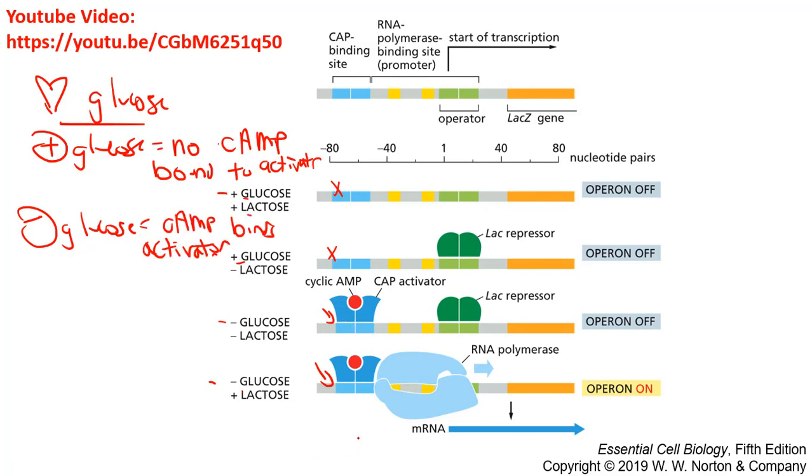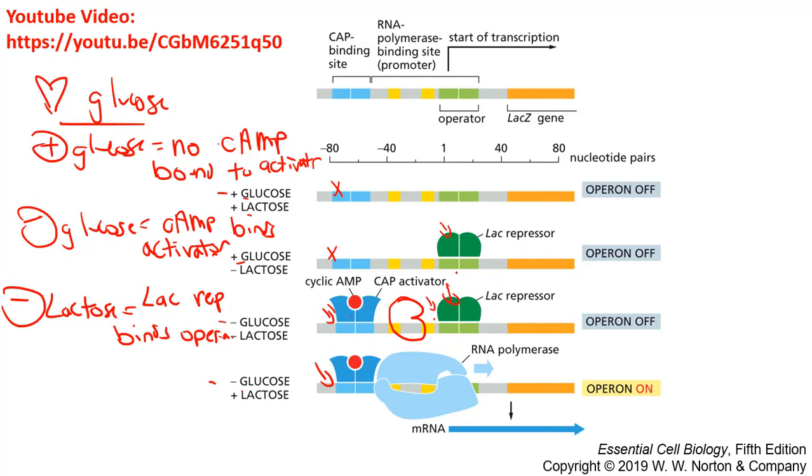However, even if cyclic AMP, like in this case, is bound to the activator, if there's no lactose present, transcription still can't happen because that Lac repressor is going to block the RNA polymerase. So if there is no lactose in the environment, such as in the middle case here and the third one here, the Lac repressor is going to bind to the operator. When the Lac repressor is bound to the operator, then the RNA polymerase can't get through and the operon's turned off.